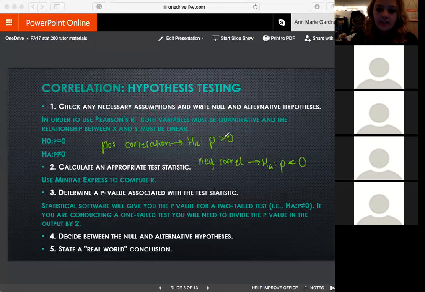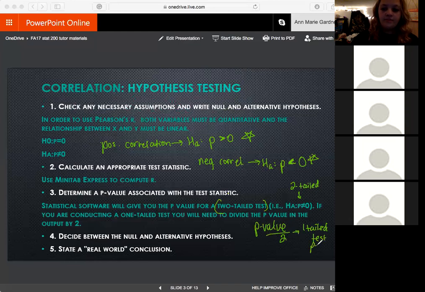But the main idea here is, these are going to be your one-tailed tests, and then this is going to be your two-tailed. So the main idea there is when you get the test statistic from Minitab, it's going to automatically give you that of the two-tailed test. So make sure that if you are using one of these, that you do divide whatever p-value you get by 2 in order to get a one-tailed test p-value, in order for that to make sense.